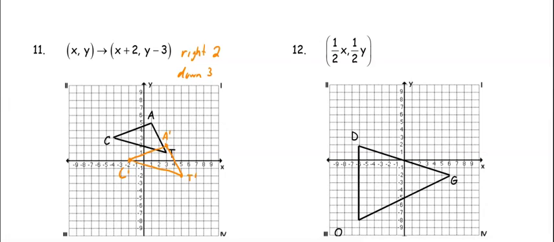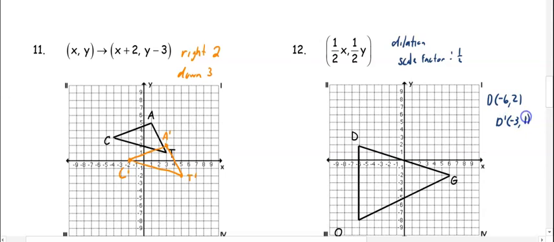In number 12, we have a half in front of both coordinates. So that means this is going to be a dilation with a scale factor of 1/2, which means it's a reduction. We're making a smaller shape. So right now, D is at (-6, 2). So when we take 1/2, D prime is going to be at (-3, 1).